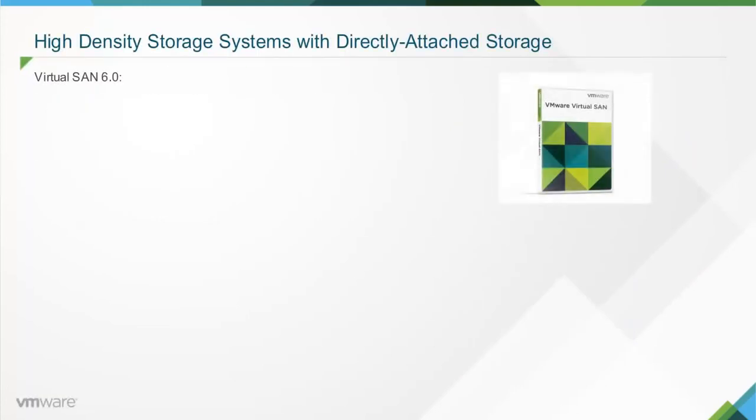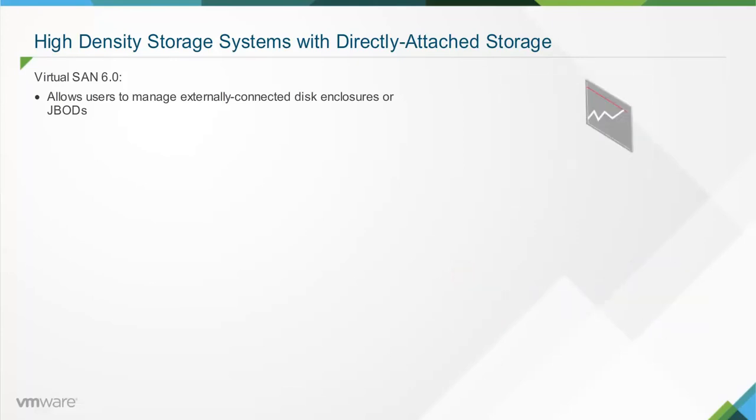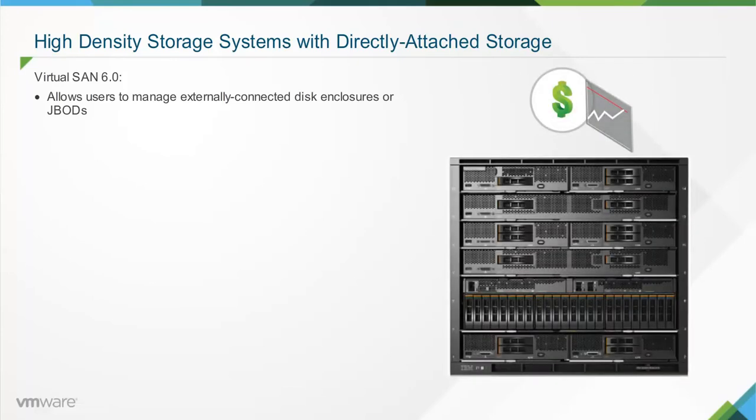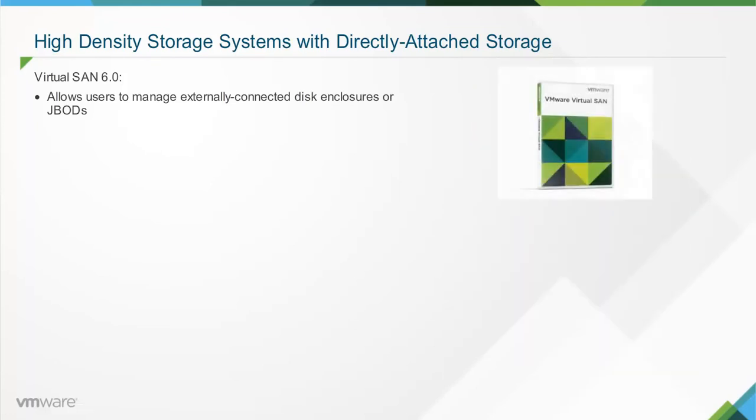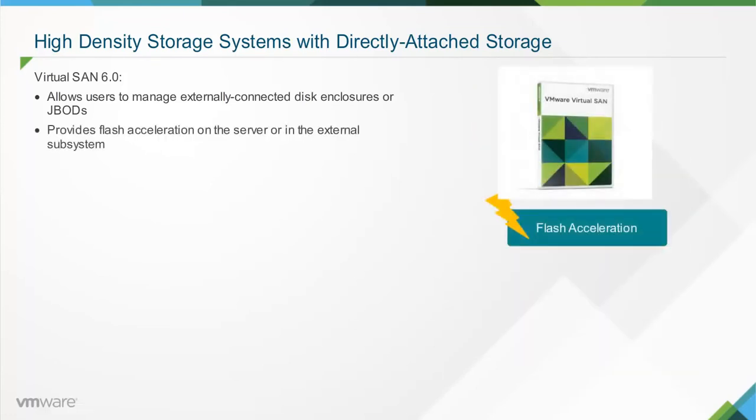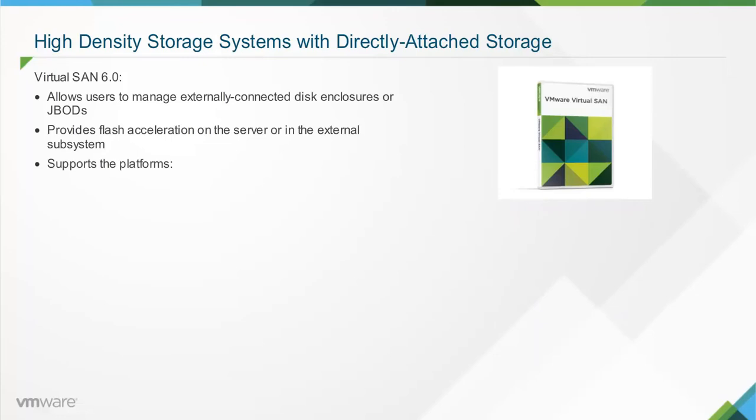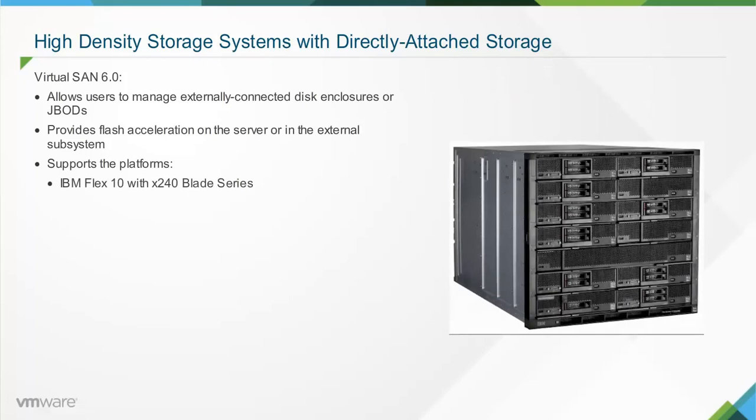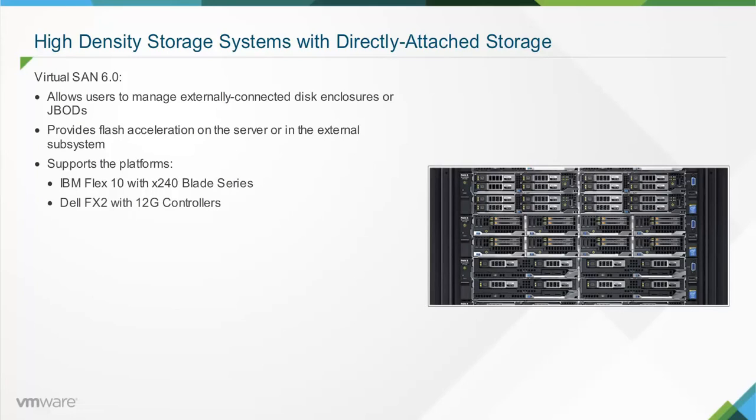vSAN 6.0 allows users to manage externally connected disk enclosures, or just a bunch of disks, or JBODs, and leverage the existing investment in blade-based architectures. This enables vSAN to scale on-blade servers by adding more storage with few or no local disks. vSAN 6.0 also provides flash acceleration on the server or in the external subsystem. The platforms on which this capability is currently supported are IBM Flex 10 with X240 blade series, Dell FX2 with 12G controllers.